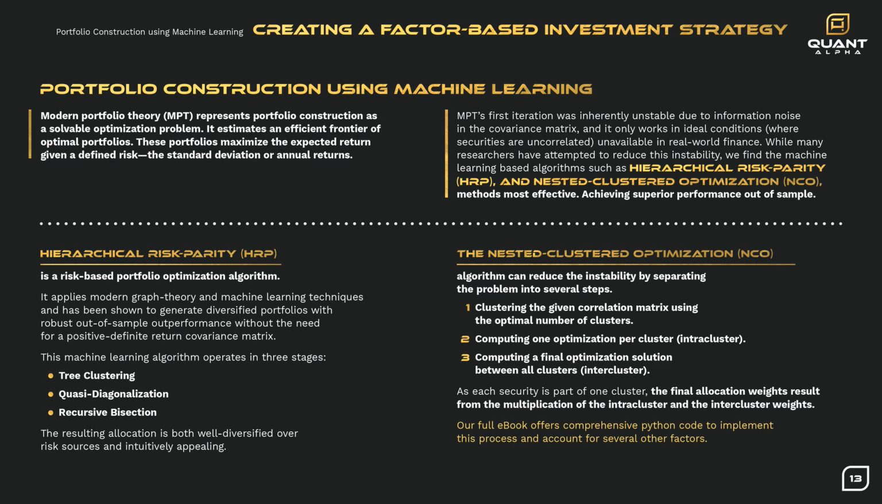The nested clustered optimization, NCO, algorithm can reduce the instability by separating the problem into several steps. It begins by clustering the given correlation matrix using the optimal number of clusters. Then, we compute one optimization per cluster, intra-cluster, before computing a final optimization solution between all clusters, intercluster. As each security is part of one cluster, the final allocation weights result from the multiplication of the intracluster and the intercluster weights. Our full ebook offers comprehensive Python code to implement this process and account for several other factors.